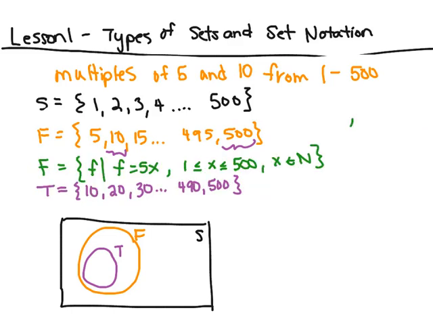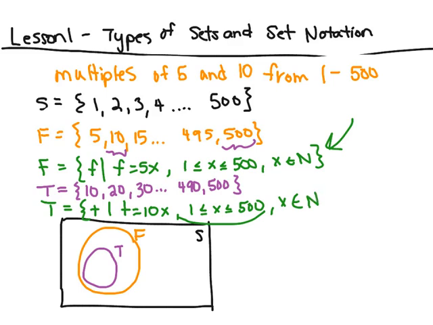So this is how you would write the set of F, which is multiples of 5s, in set notation. The way that we would write T is very similar. It would be T such that T is equal to 10X, so 10 times a number. It's still between 1 and 500, and all this means right here is it's between 1 and 500. And X is an element of the numbers, and that's just showing that it's natural numbers, 1 and up.